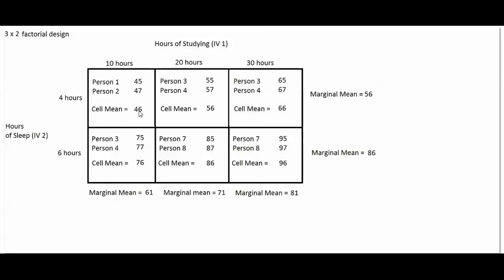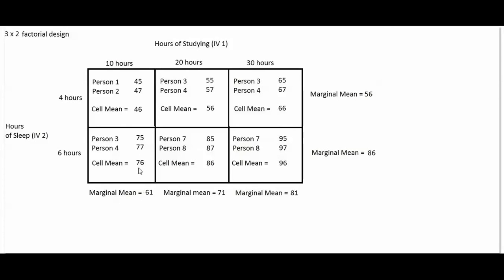Just like before, each cell mean is the mean of the cell. This cell mean of 46 is the total of these two numbers divided by 2. This cell mean of 56 is the total of these two numbers divided by 2. Just like before, the marginal means are the column means and the row means. In a 3 by 2 factorial design, I have 3 column means and 2 row means.